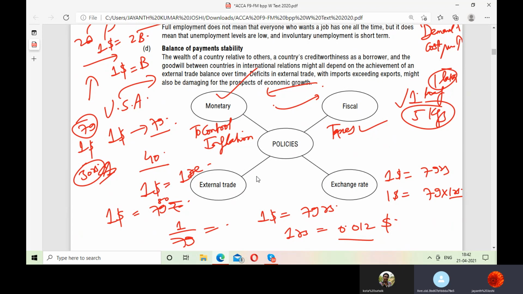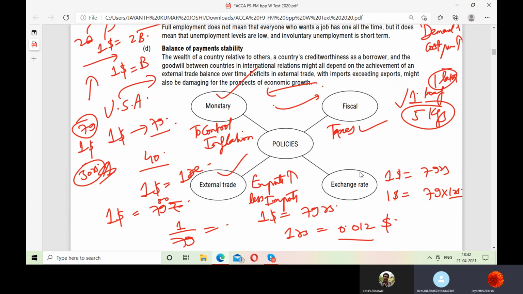To make our exports go higher and imports less, we make external trade policies. And because of the exchange, see, I told you the world is not confined. Business in India is not only confined to India, or if I take the UK's economy from the ACCA perspective, it is not only confined to the UK. Business should happen around the world.